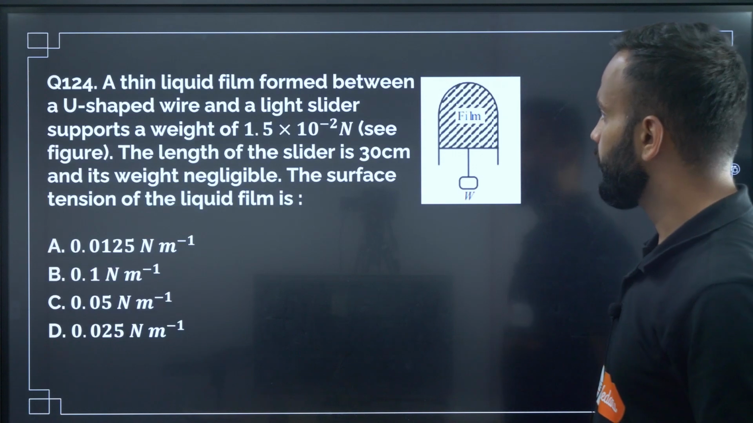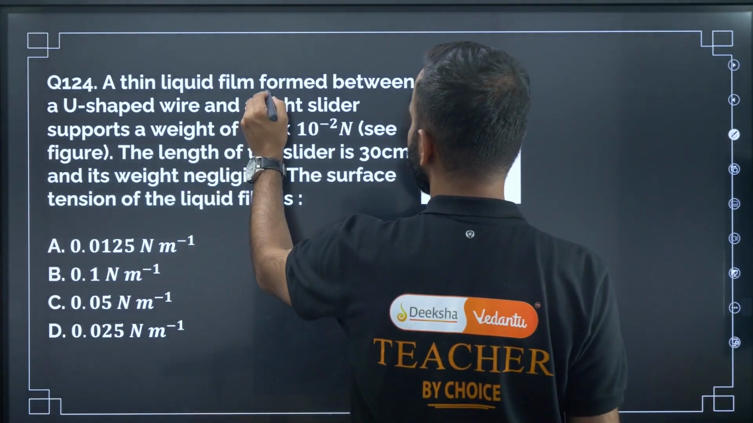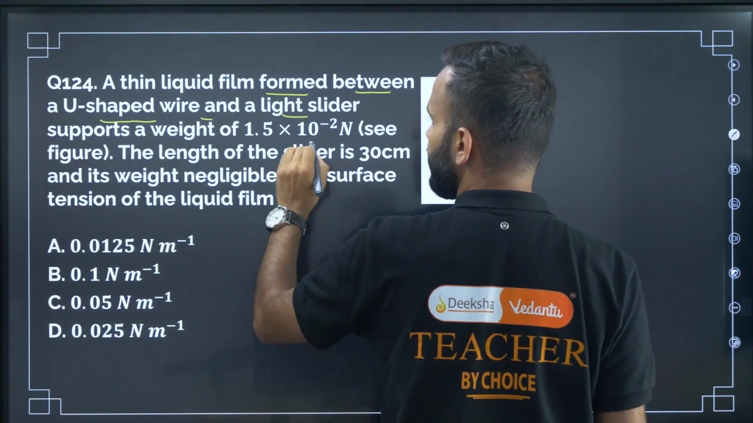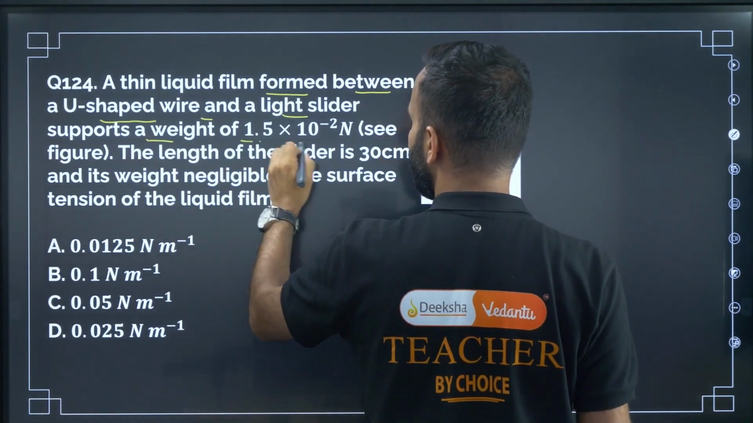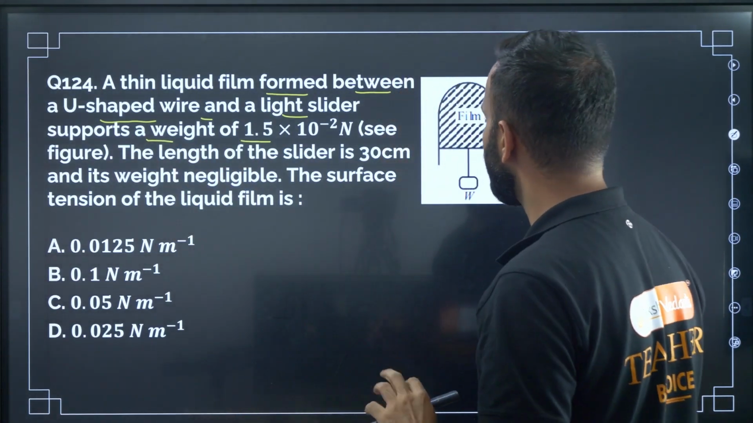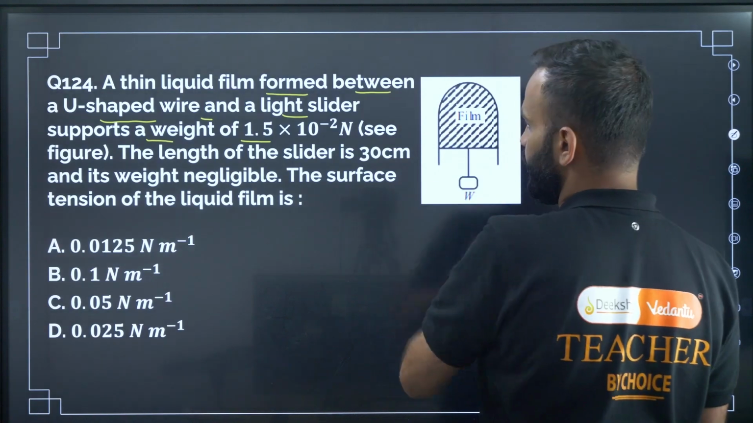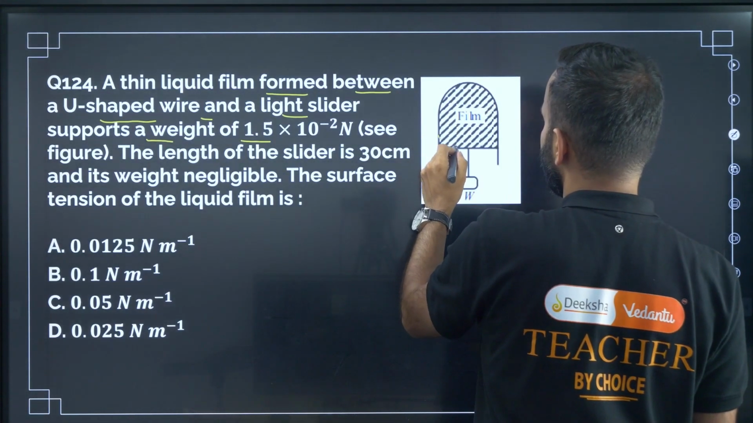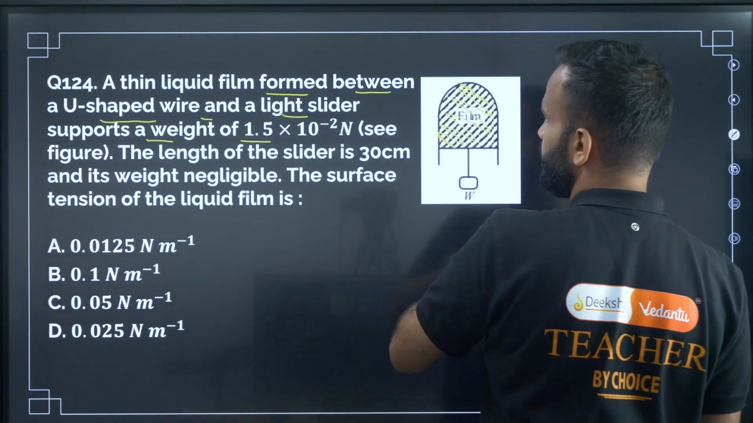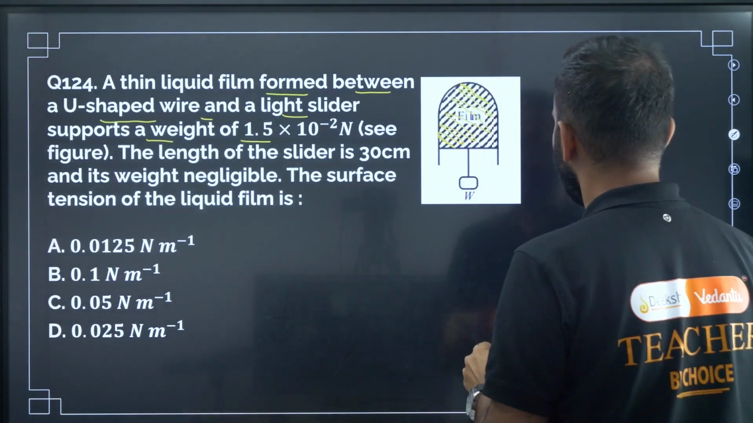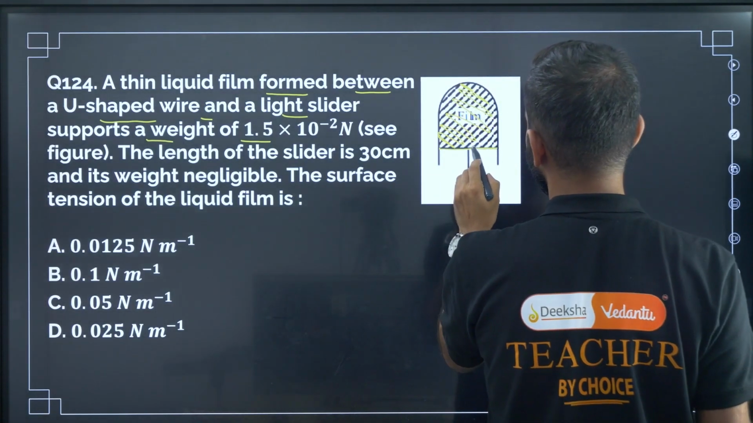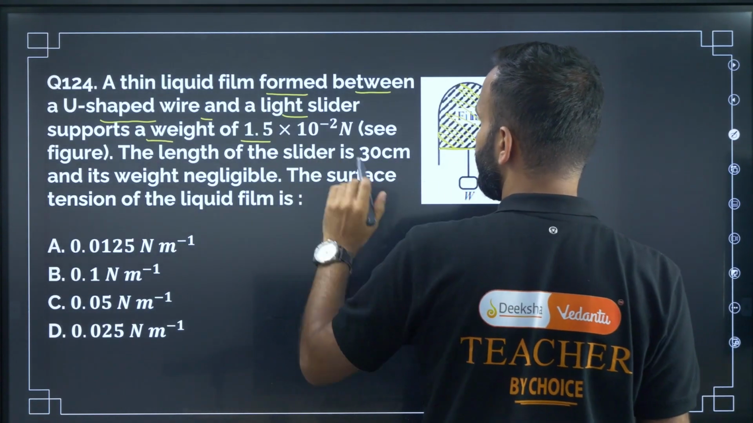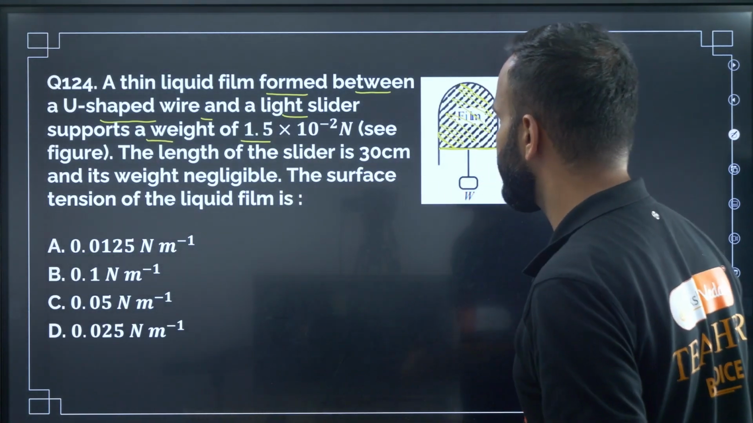Next question, question number 124. A thin liquid film formed between a U-shaped wire and a light slider supports a weight of 1.5 into 10 to the power minus 2 Newton. So this is the given figure, right? Here this is the U-shaped wire, and a thin soap film is there. Here this is the movable wire. So it is attached to a weight of 1.5 into 10 to the power minus 2 Newton, right?